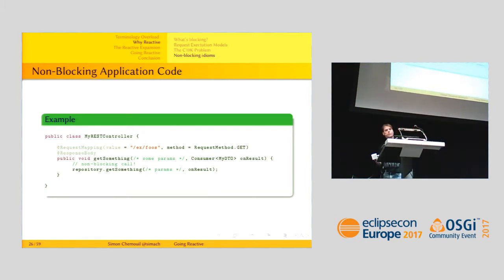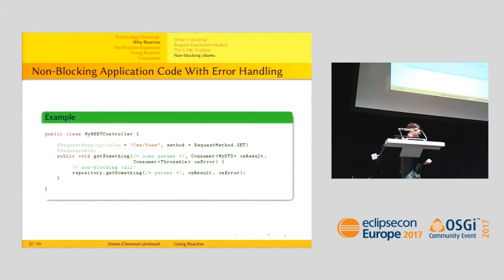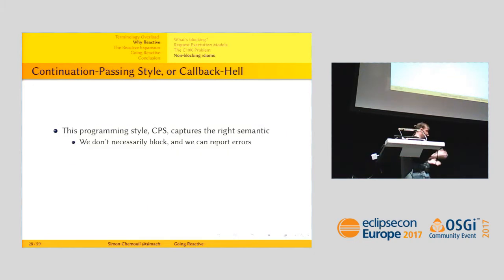So that's one solution. Actually, it doesn't capture errors. So if I want error handling, I need to have another listener for when error happens. And we see now that throwing exceptions itself is a blocking behavior. It's part of the blocking behavior. So not only the return value, but the exceptions are both blocking things. So that paradigm, that way to write code, it's called CPS, or continuation-passing style, or callback hell.